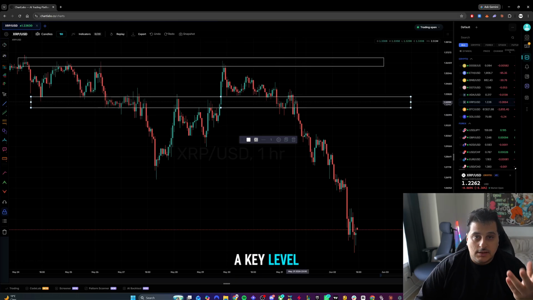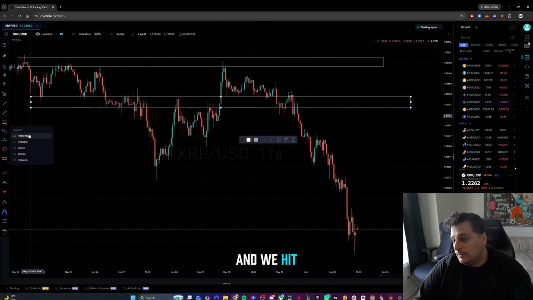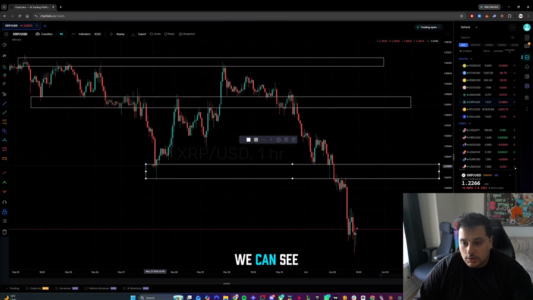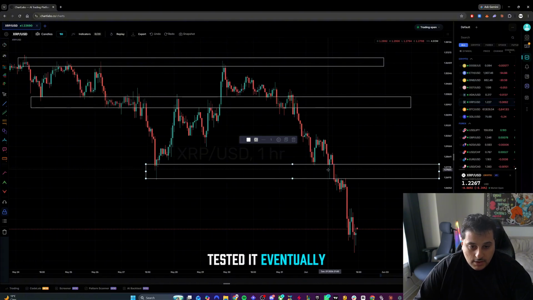So this is a key level. Next, guys, we go ahead and we hit another one. I'm going to go somewhere right here. We can see the price came back to this section, went back up, tested it, eventually broke it, but failed to break this level again. So it's kind of a box, this section, right?